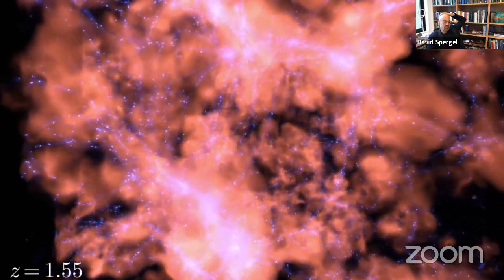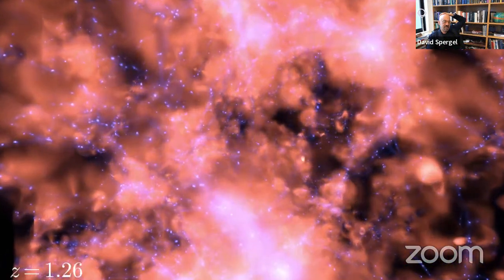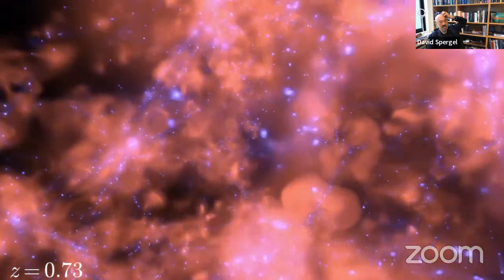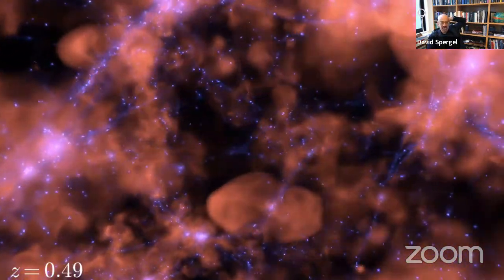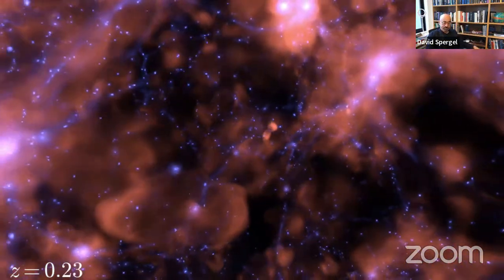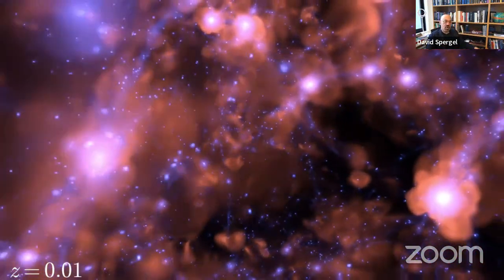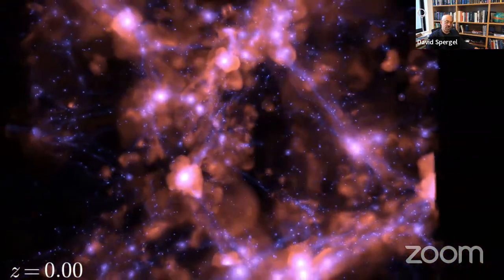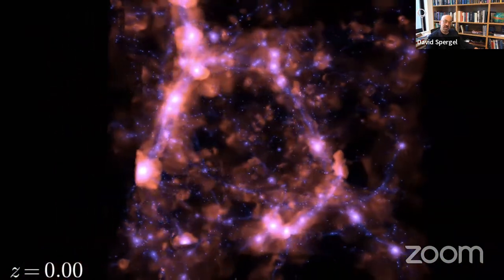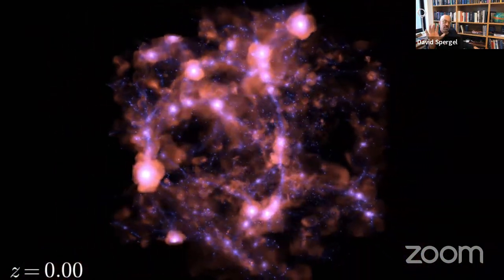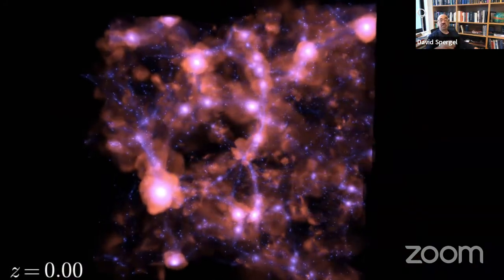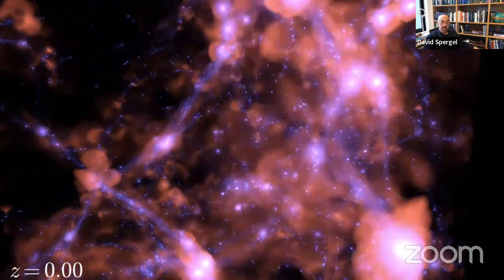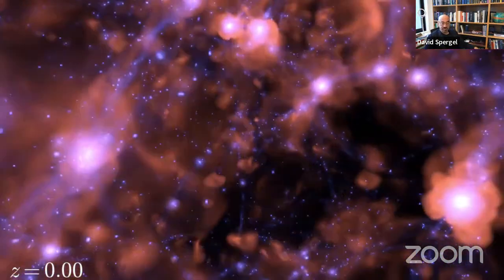You'll notice that the distribution of gas and hot gas in orange looks very different from the distribution of dark matter and galaxies and stars shown in blue and white. The simulations attempt to capture all of the ongoing physics to produce this. And what we want to do ultimately is compare these simulations to our observations of galaxies or observations of the hot gas, and through the lensing, our observations of the distribution of matter through the universe.